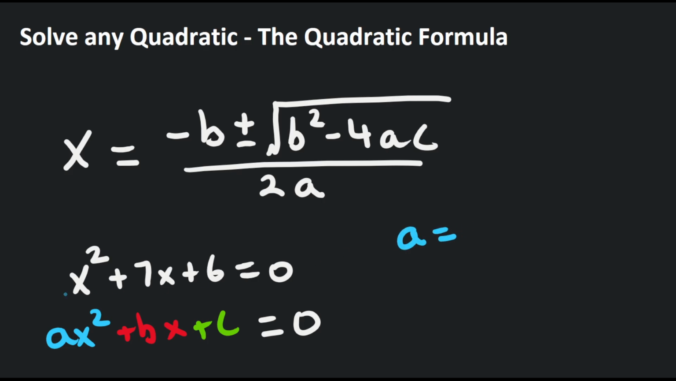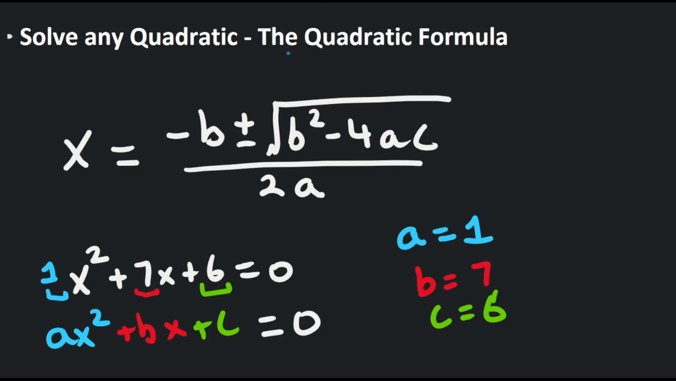So our a equals, so right here there's no coefficient, so that's always a 1. So our a is 1. Our b equals 7. So you can see right here it's 7. And our c is just 6. So c equals 6. And the next step to using the quadratic formula is to just substitute all these numbers. We have our a, b, and c. We can go ahead and plug it into this quadratic formula.